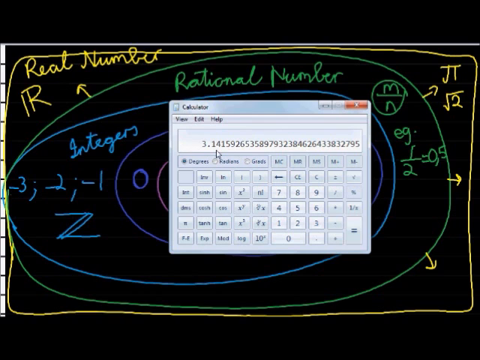In other words, never again is there a repeating block: 1415926 53. Every time there's a number following, not really random, but you can't follow some pattern to find it. And this is how we know something is irrational: when it has a decimal expansion that goes on to infinity without ever repeating itself. Then it is called an irrational number.